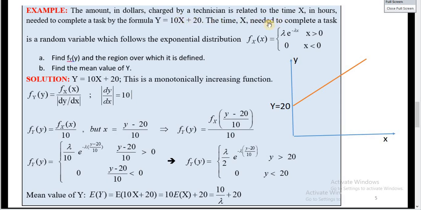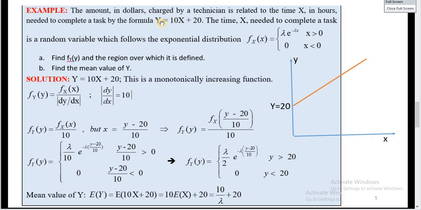So the time x needed to complete a task is a random variable which follows the exponential distribution. So this time x is a random variable which follows this exponential distribution lambda e to the minus lambda x for x larger than 0 and 0 for x less than 0. So we know x is a continuous random variable. We know the probability density function of the random variable x.